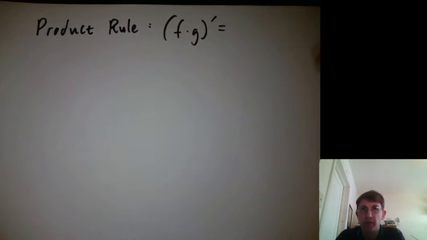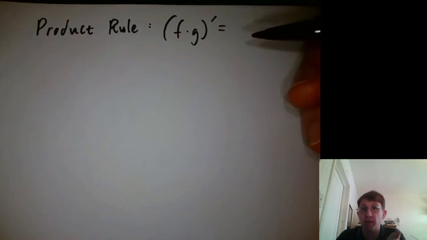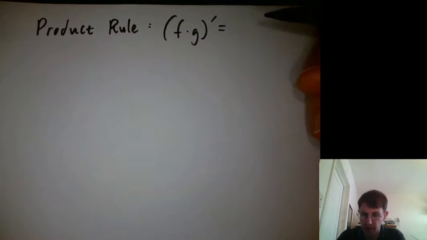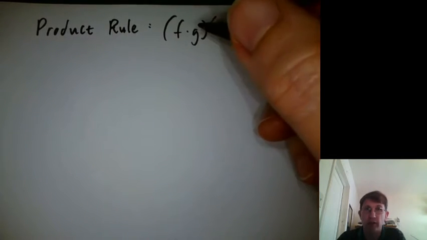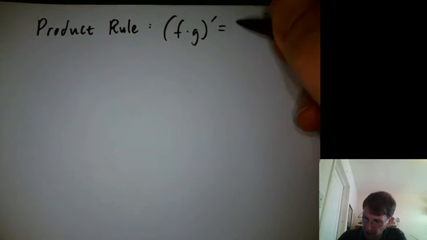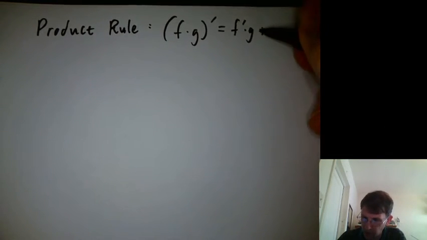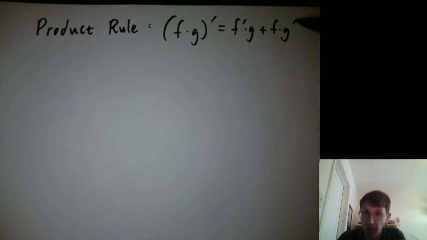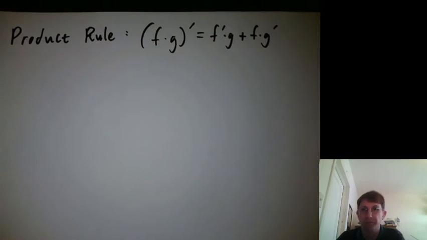So it seems pretty straightforward, or pretty obvious, that we're going to be using the product rule. So let's remind ourselves of the product rule here. What is the derivative of some function f times some function g? You hopefully remember that's f prime g plus f g prime. So how are we going to use this in integrals?